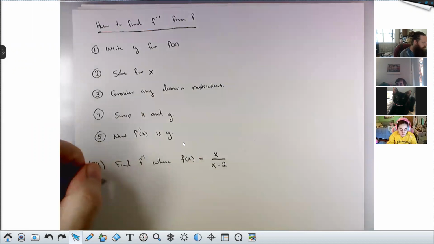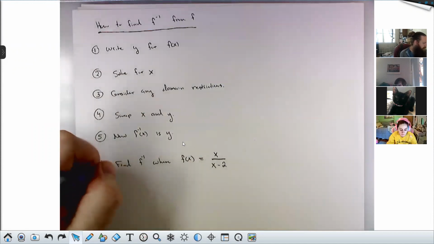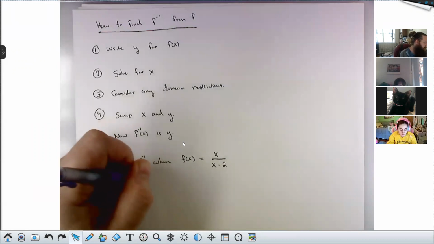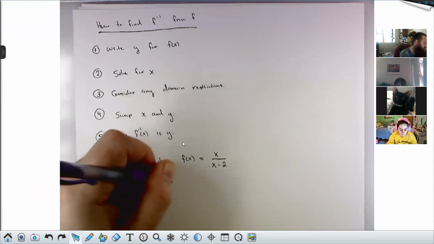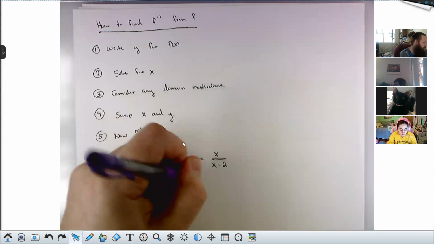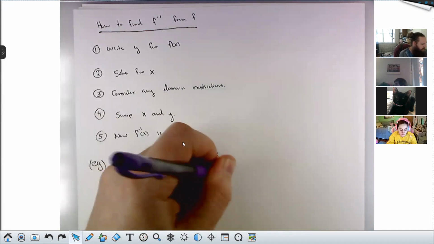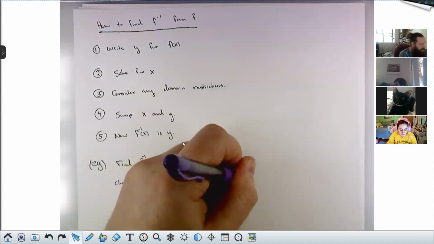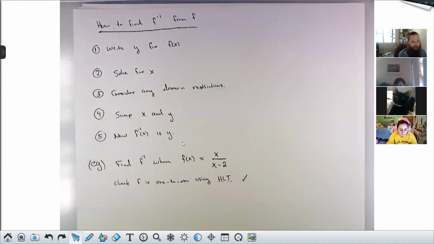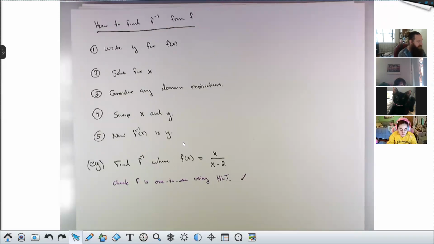So step 0 here is to check that f is one-to-one using the horizontal line test. And we just did that. It is. Now we're ready to begin our procedure. We know we have a one-to-one function, so we can follow this 5-step procedure to find the inverse.